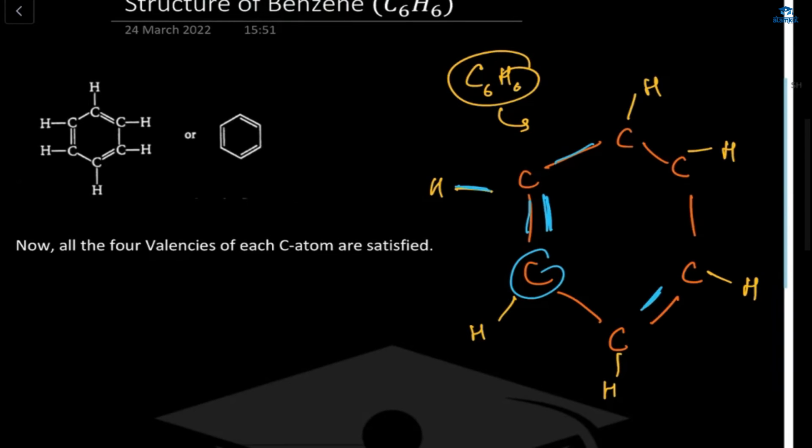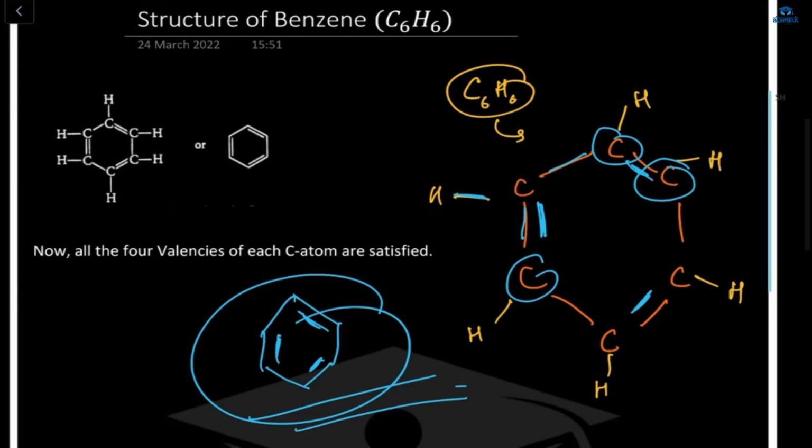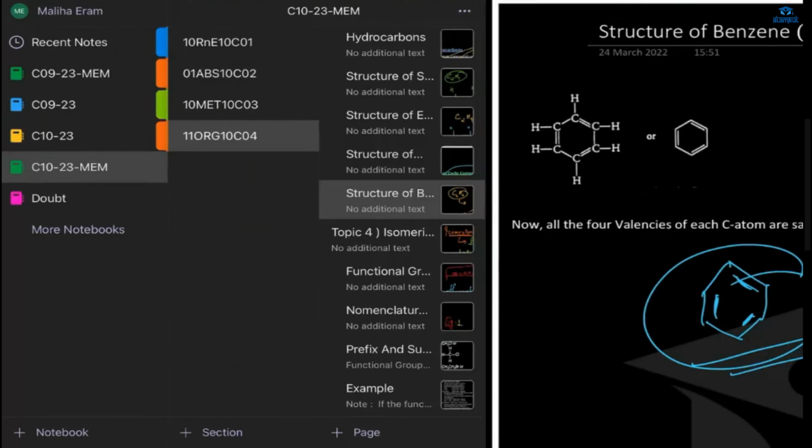If I'm attaching over here, then it will be 1, 2, 3, 4. For this also it's 4. And here if I'm attaching, then it's also 4 for this and 4 for this. So it's like your benzene. Benzene is like this, like here. No, not here. Here, here, and here. This is the structure of your benzene. Got it? Any doubt?